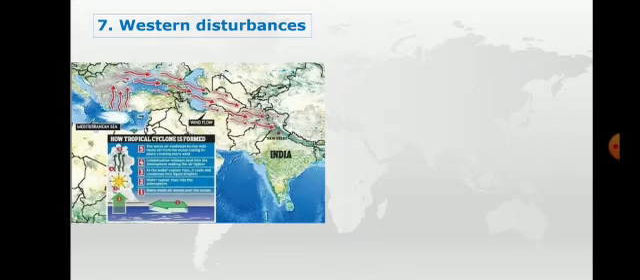As a result, the North Indian plains get rainfall in the winter season, especially Punjab, Haryana, etc. Kashmir will get snowfall also. So people can grow winter crops in the winter season.